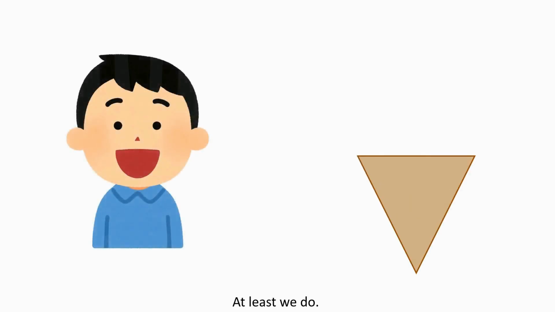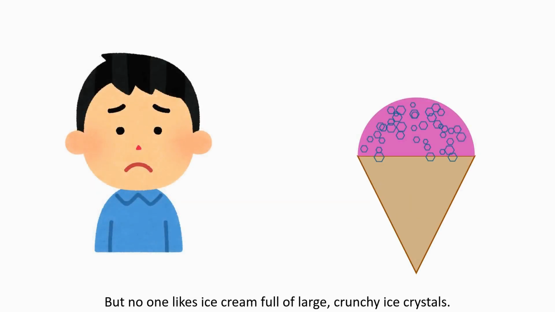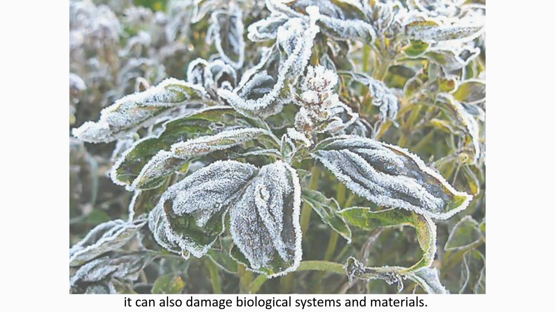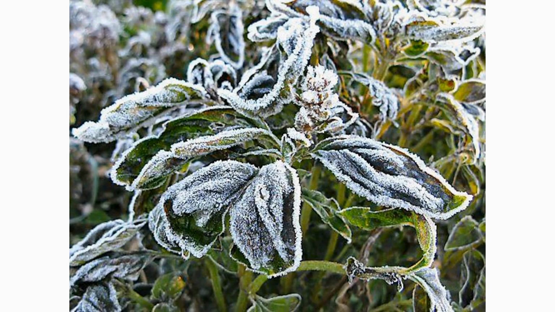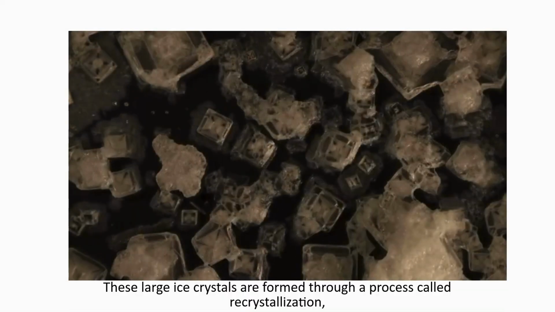Do you like to get some ice cream when it's hot outside? At least we do. But no one likes ice cream full of large, crunchy ice crystals. That kind of ice growth doesn't just ruin desserts, it can also damage biological systems and materials. These large ice crystals are formed through a process called recrystallization, which implies that smaller ice crystals merge themselves to form larger ones.